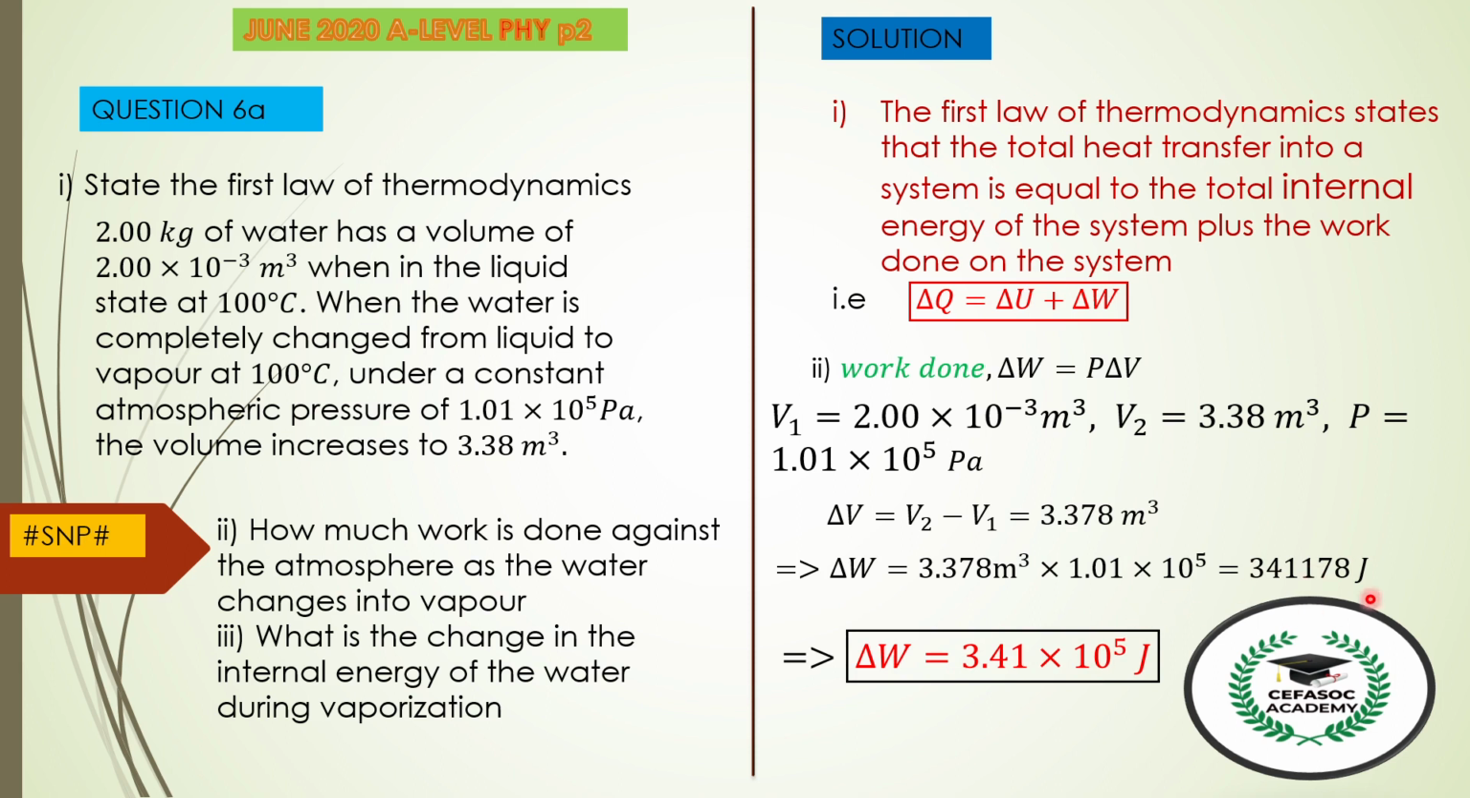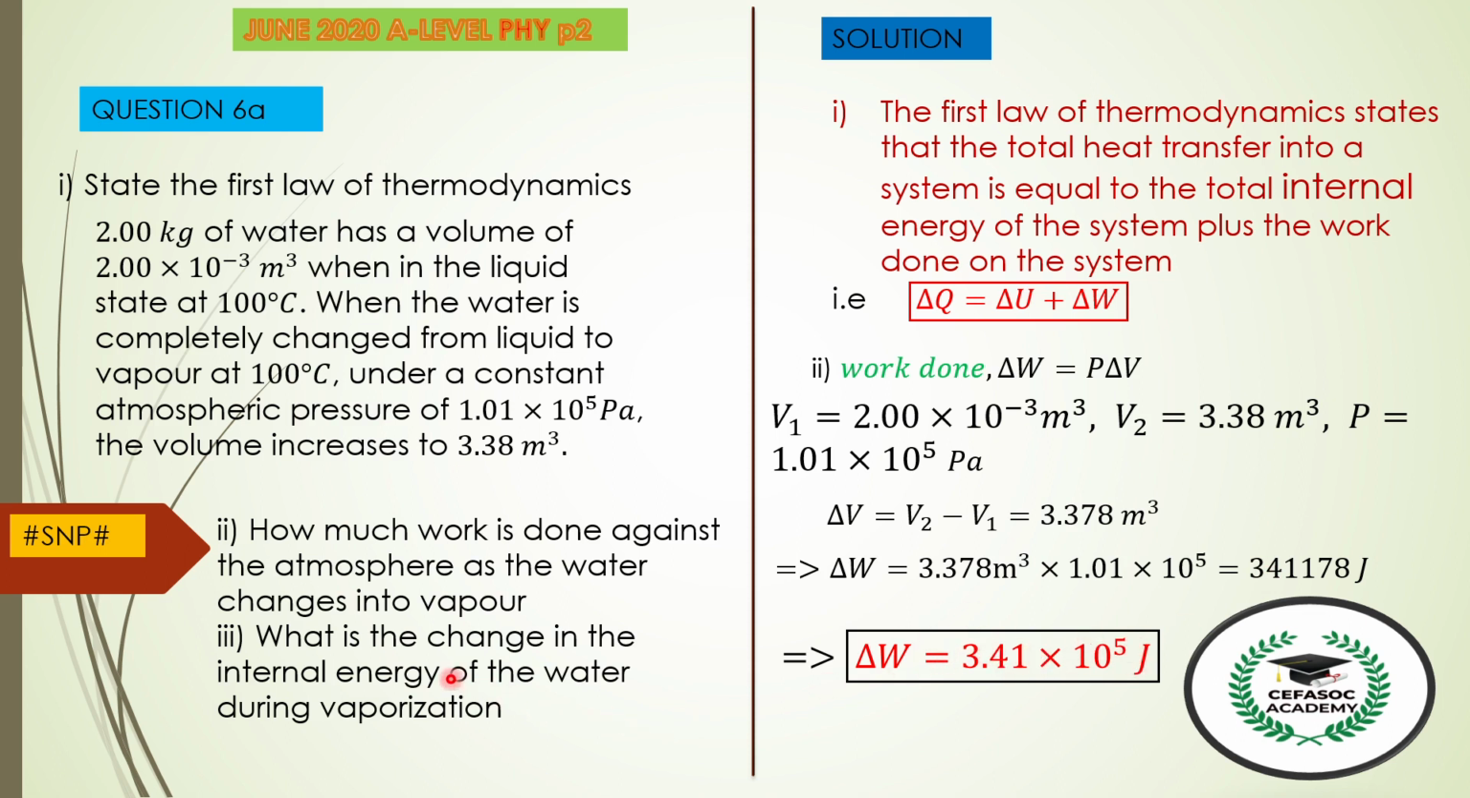Now how do we change to standard form? We know that the decimal place is at the last point, so we shift the decimal place. We have 1, 2, 3, 4, 5. We have shifted 5 times to the left. So when we shift it 5 times to the left, the power of 10 will be positive 5 because you have shifted 5 times to the left. So we have this in standard form.